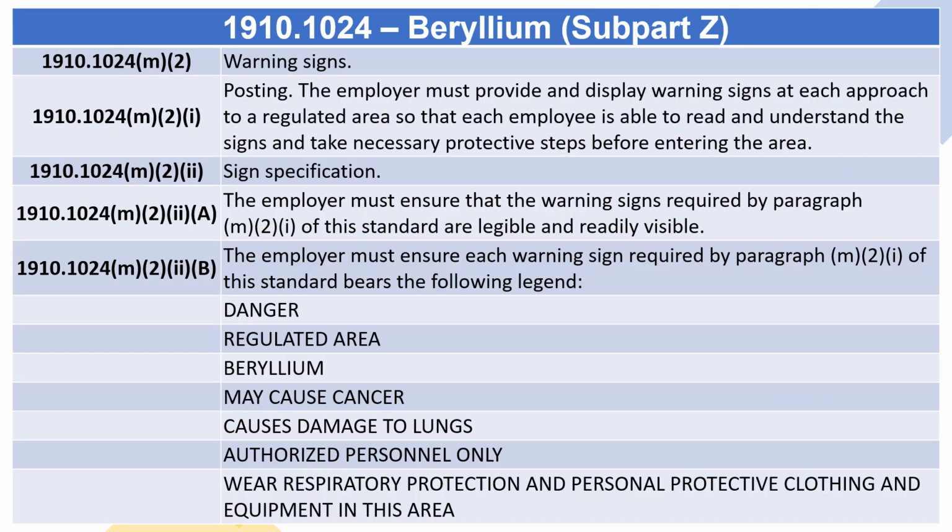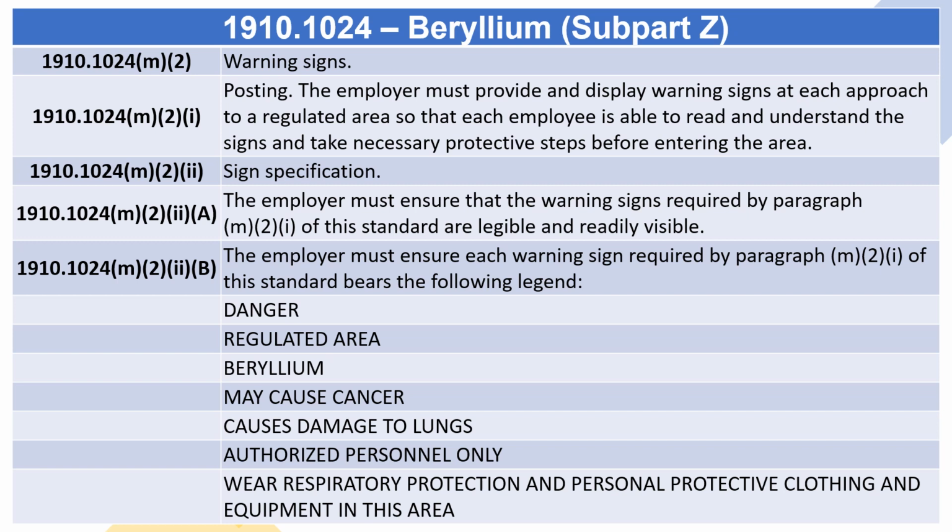1910.1024 M2 Warning signs. M2 i Posting. The employer must provide and display warning signs at each approach to a regulated area so that each employee is able to read and understand the signs and take necessary protective steps before entering the area.